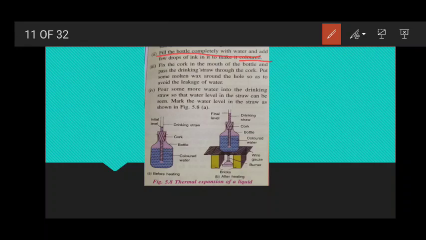Fix the cork in the mouth of the bottle and pass the drinking straw through the cork. You can see in the diagram also. Then put some molten wax around the hole. Why? To avoid the leakage. So this question can come, why is molten wax put around the hole? The answer will be to avoid the leakage of water. Then pour some more water into the drinking straw so that the water level in the straw can be seen, and then mark the level in the straw.